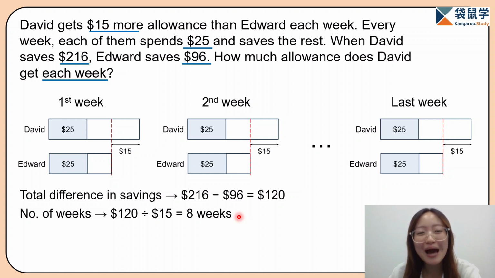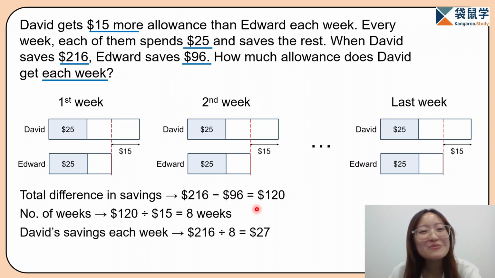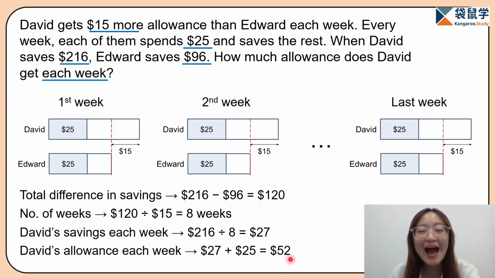Now that we have the number of weeks, can we find what is David's savings each week? It will be his total savings of 216 divided by 8 and that gives us $27. So, what will be his allowance every week? We can just add 25 and we will get our answer of $52. Great, so we have solved the question.